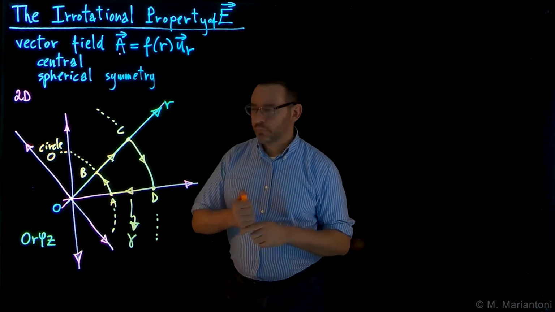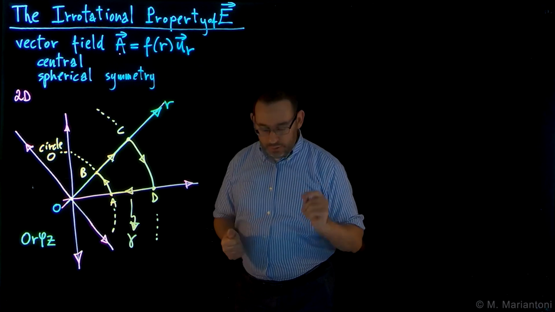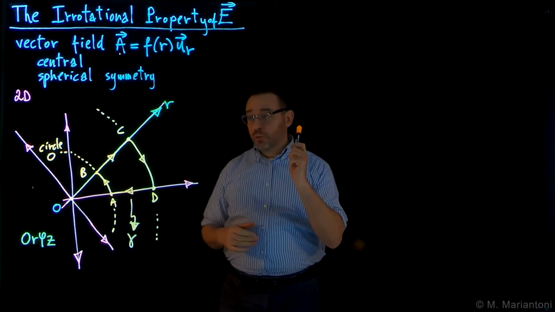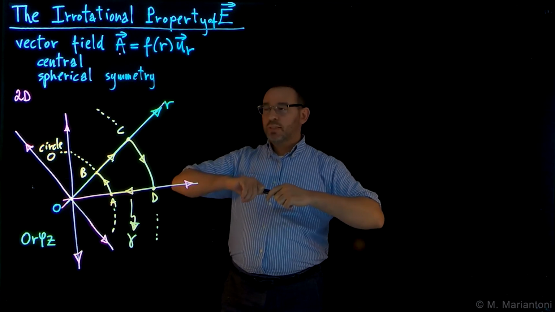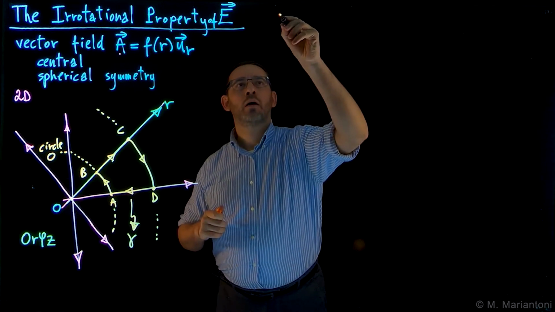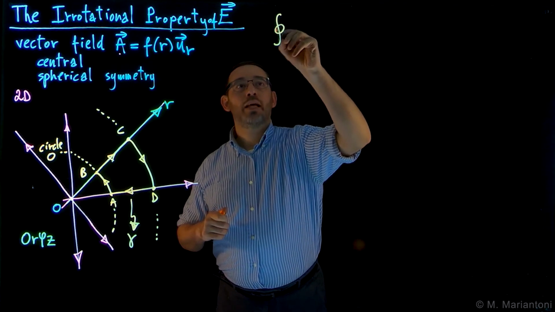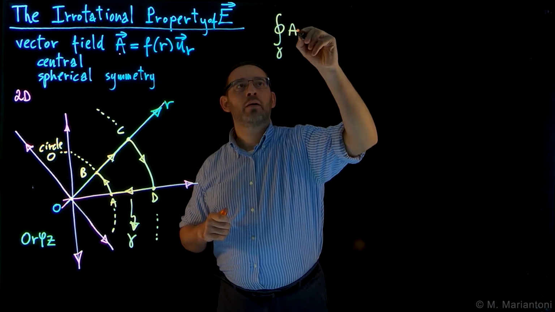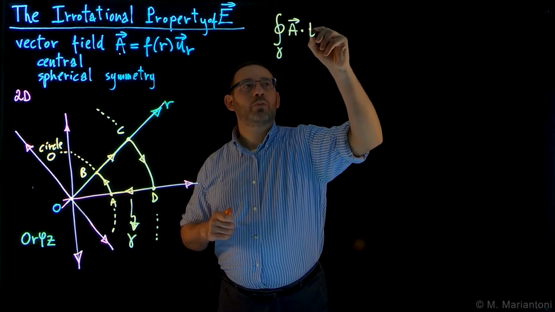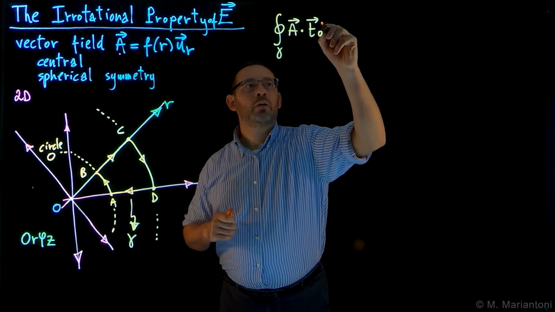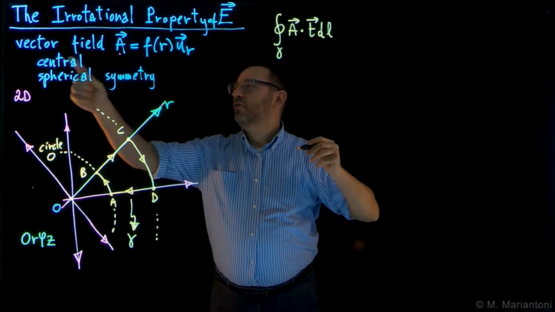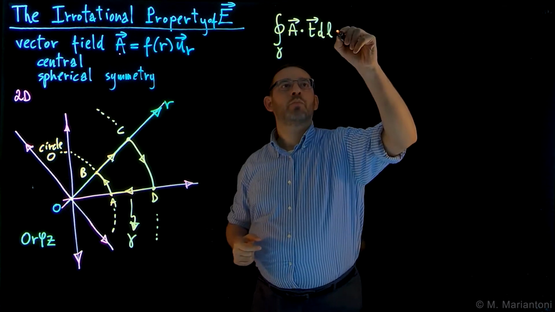Let's begin with a simple one. Okay, so under these conditions, we want to compute the line integral along this closed line gamma of A dot T dl. That is, we want to compute the circulation of this central vector field with spherical symmetry.